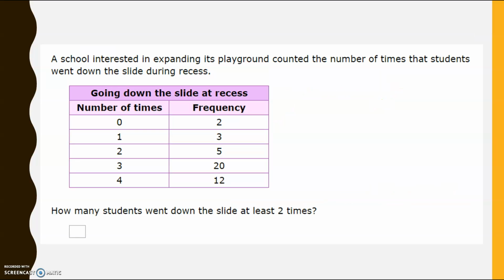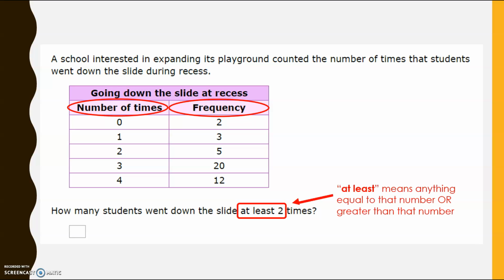All right, we've got one more example. A school interested in expanding its playground counted the number of times that students went down the slide during recess. Our columns this time are the number of times and the frequency. So going down the slide 0 times, there were 2 students who said that. The question we have to answer this time is how many students went down the slide at least 2 times.